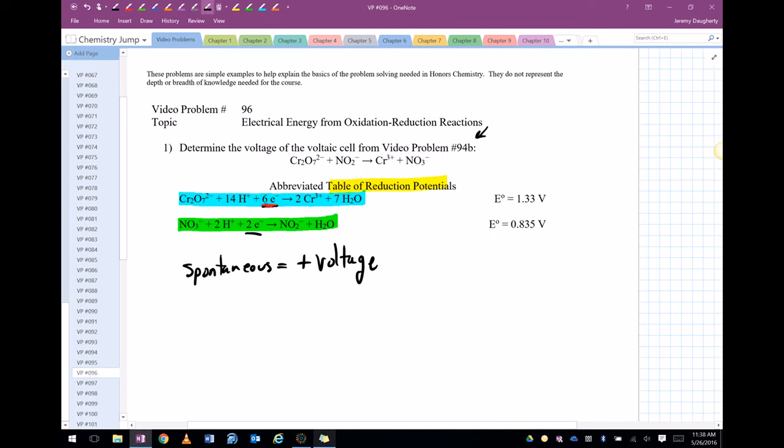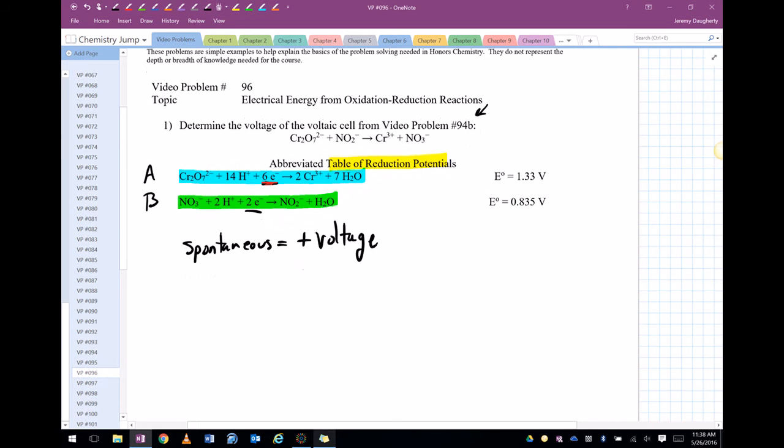So let's look at our two options. Here's reaction A, here's reaction B. Let's say I flip reaction A. So let's say I reverse this one, so I end up with 2 chromium 3 plus, 7 waters yields Cr2O7 2 minus plus 14 protons plus 6 electrons.